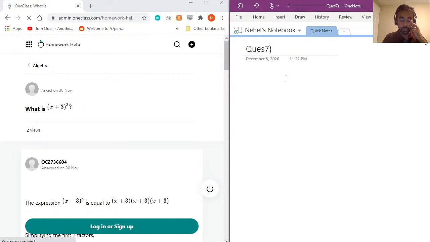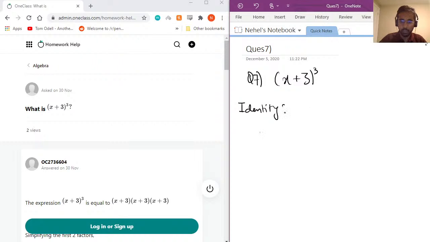Okay, so next question, what is y plus x cube? Or x plus 3 whole cube, sorry. I just read a completely different question. Question 7, x plus 3 whole cube. The easiest way to solve the question is if you know the identity of a plus b whole cube.